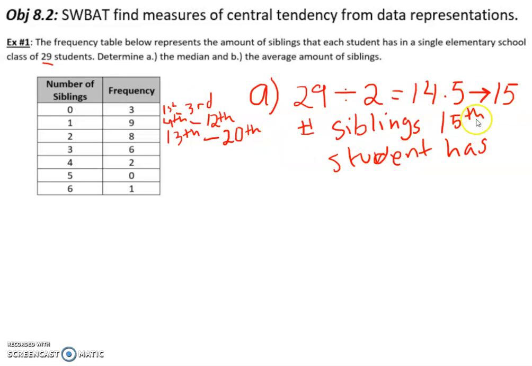Now, we were looking for the 15th student in order, and since the students in this class who have exactly 2 siblings include the 13th through 20th students, 15 would be included in there. So our median number of siblings is 2. And again, that's a value, so that's a number of siblings, 2 siblings.